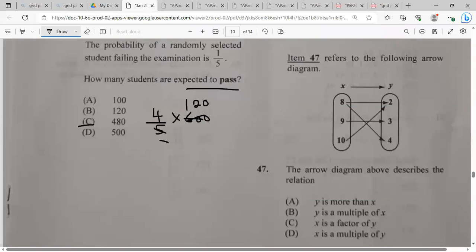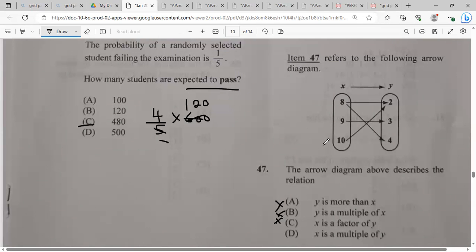Item 47 refers to the following arrow diagram. The arrow diagram above describes the relation: y is more than x; y is a multiple of x; x is a factor of y; x is a multiple of y. Let's go through them one by one. Y is more than x. That's not true. Y is a multiple of x. Not true. X is a factor of y. No, that's not a factor. 8 is not a factor of 4.